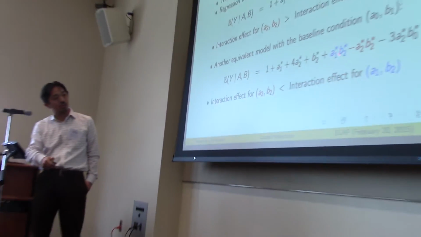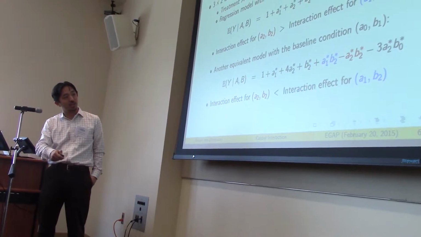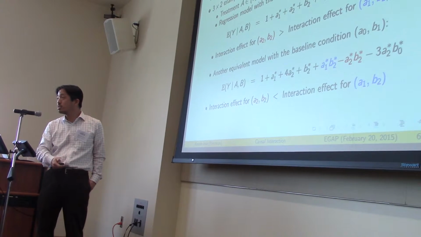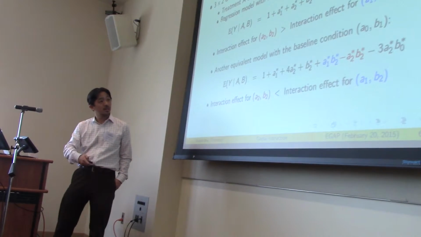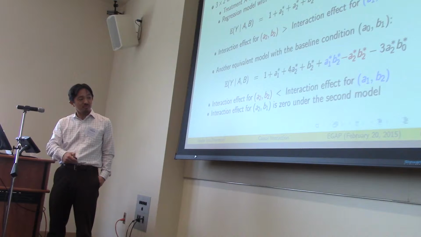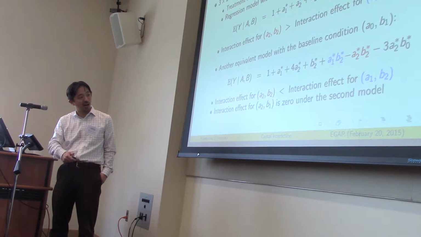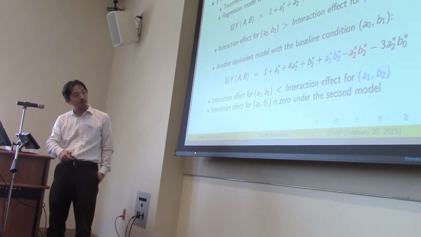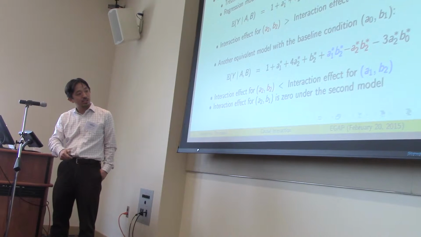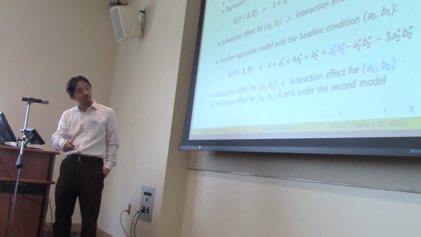And now the conclusion is reversed. So the interaction effect for this one is now -1. The interaction effect for that one stays the same. So it's the opposite. Right? And it also turns out the interaction effect for A2 and B1 is 0 for this second model, but 3 here.